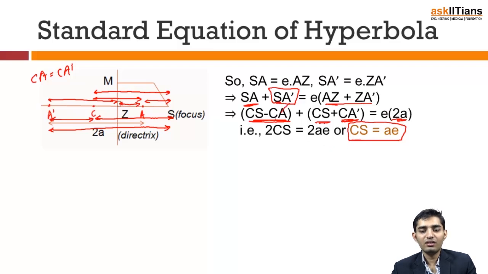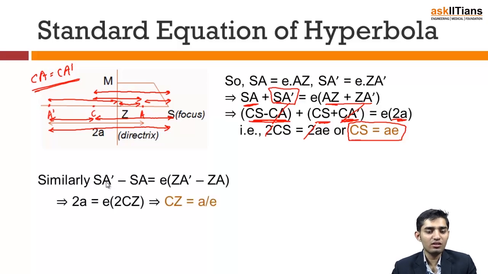If I simplify this, CA and CA dash will get cancelled, because both of them are equal, since C is the midpoint. I will get 2CS equal to 2ae. So 2 again will get cancelled, so CS equal to ae. Similarly, if I subtract these two equations and again write SA dash and SA with respect to the center, from here I will get CZ equal to a by e.